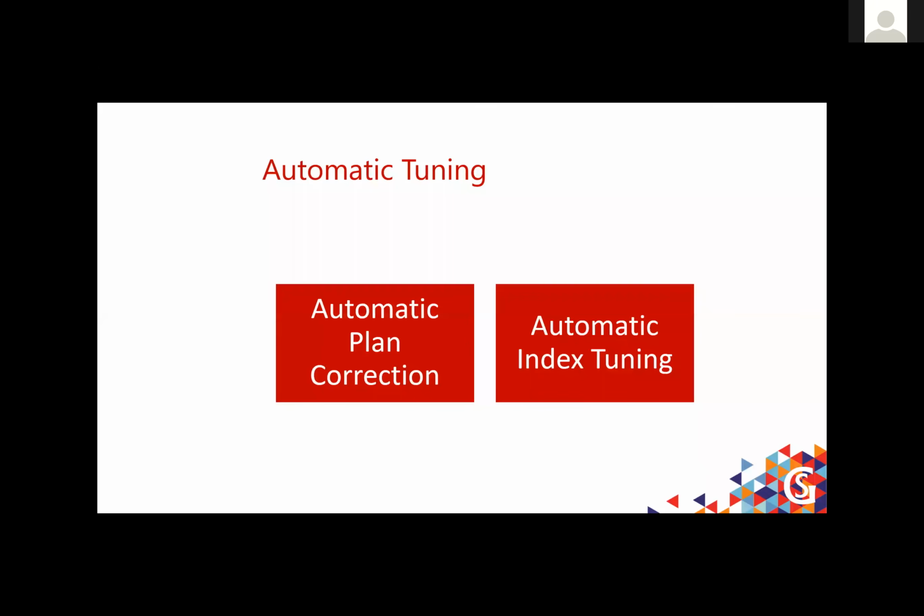In automatic tuning, there are two parts to it. One is automatic plan correction, which is available in SQL Server 2017. The other is automatic index tuning, which is available only in the PaaS version, Azure SQL Database, only in the cloud. This section will be about automatic plan correction, which I will showcase in SQL Server 2017, which is, in my opinion, an excellent feature addition to SQL Server.